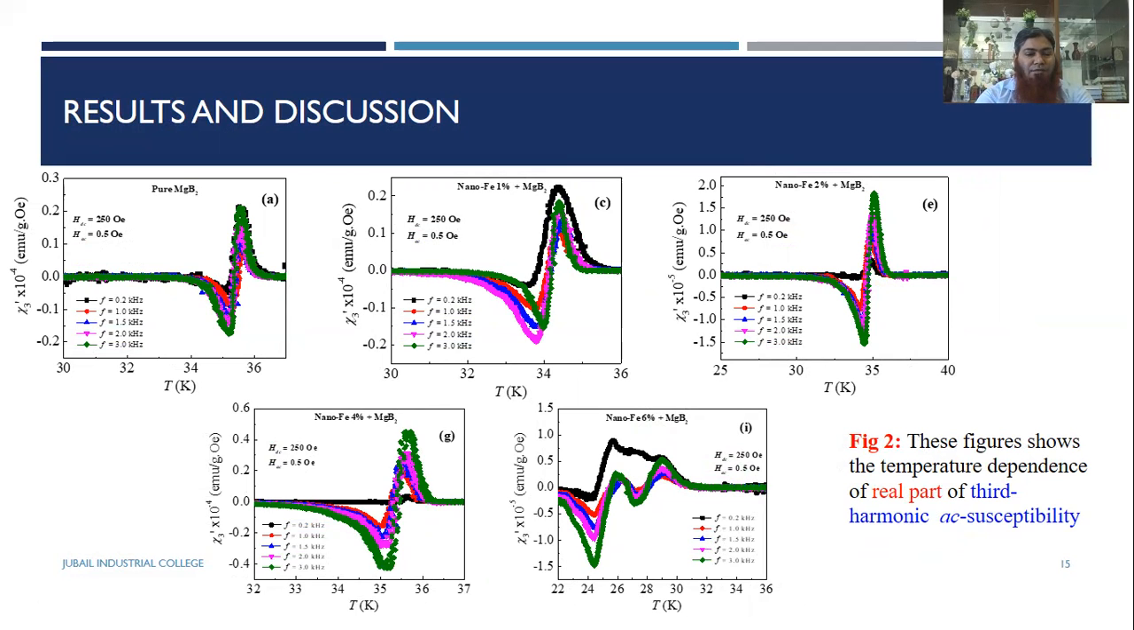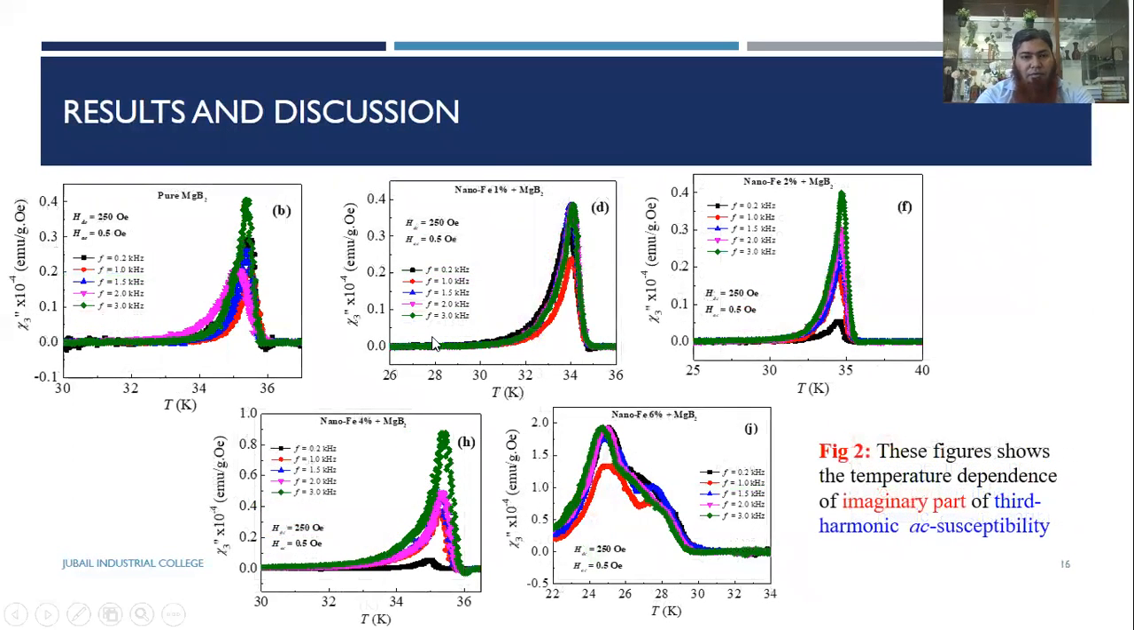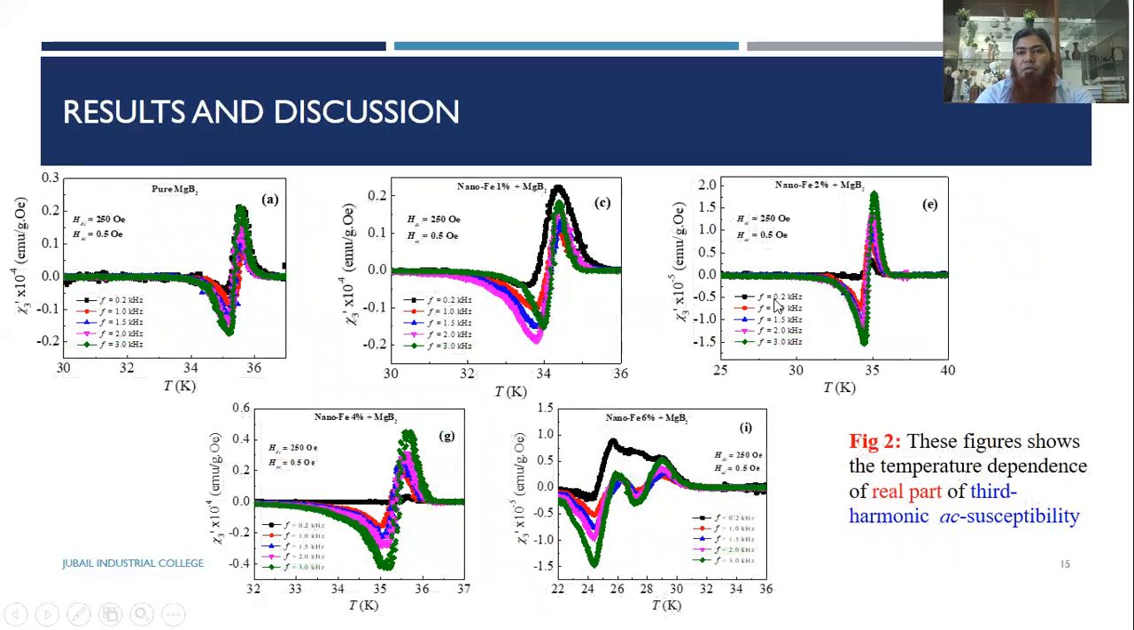In the third harmonic, the signals are oscillating, in the plus direction and also the minus direction. The first one is for the pure MgB2, the second one is 1% iron doped, and the graph is changing a little bit. In the 2%, it is very clear. In the 4%, the graph is also going up and down, but a little bit of noise is there. And in the 6%, the behavior is totally different on both sides. So we got these results in the nano iron doped MgB2 superconductors.